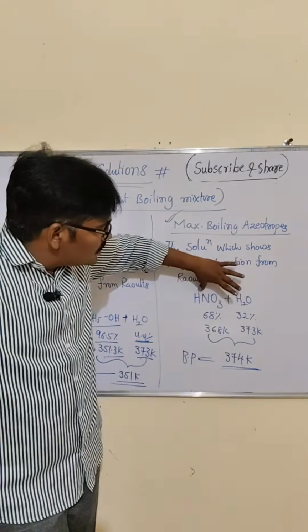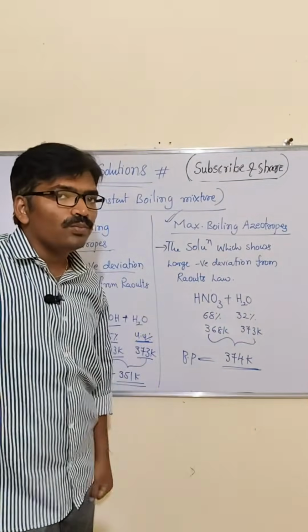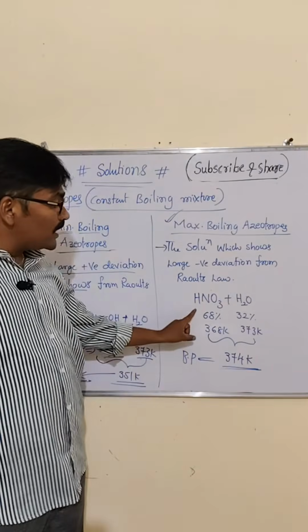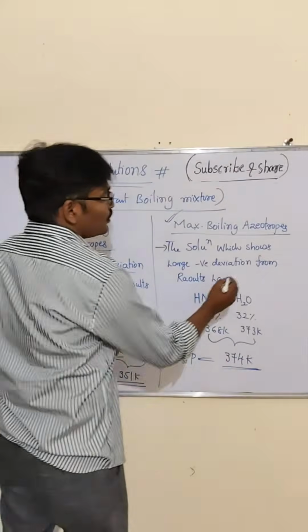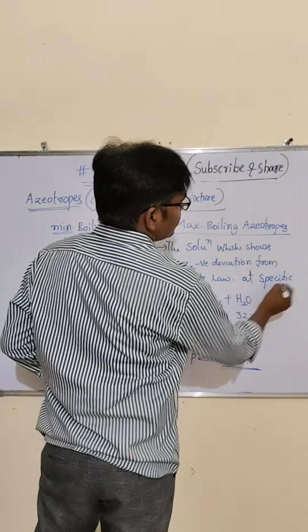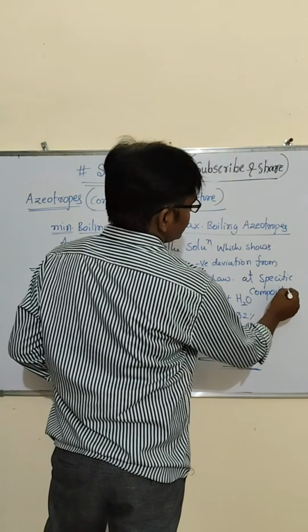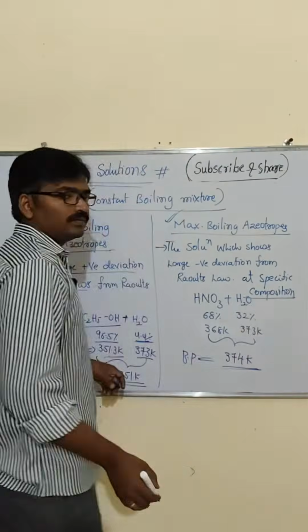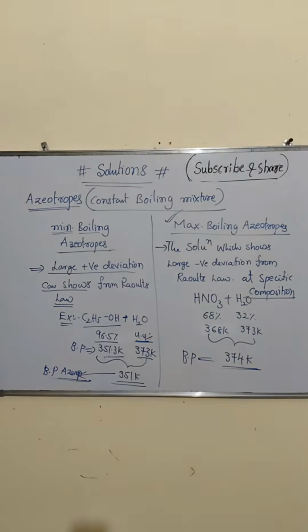In case if you take this is 50%, this is 50%, that we are not calling azeotrope. So remember, at a specific composition, these are formed. Clear? So note down what are the examples for the azeotropes.